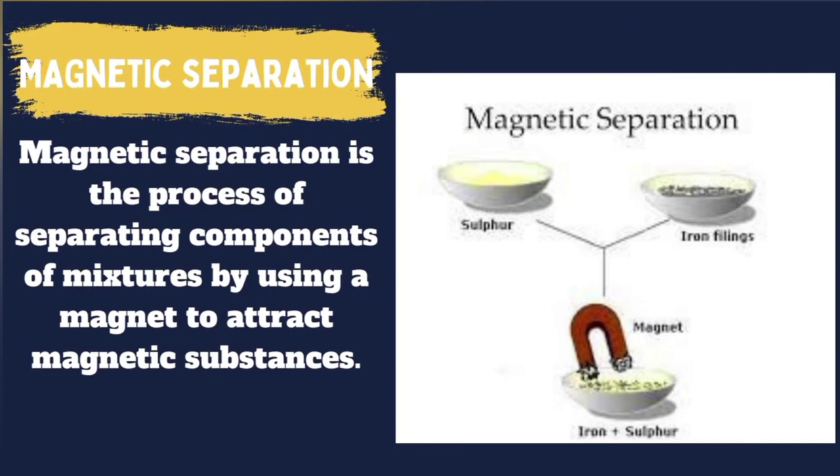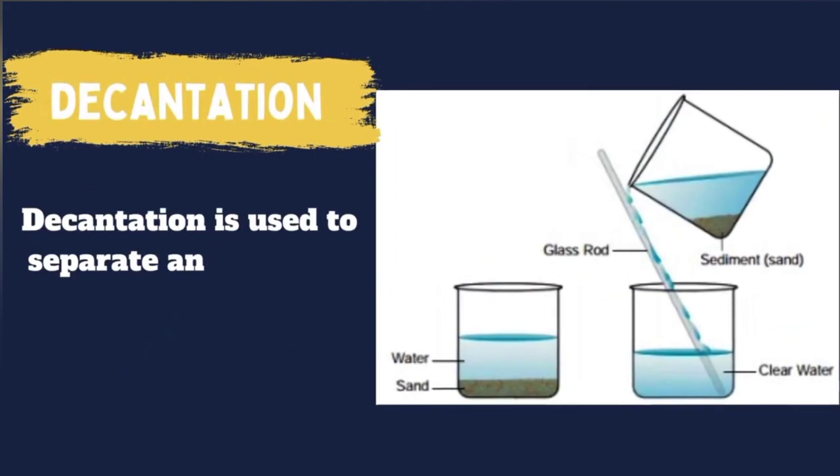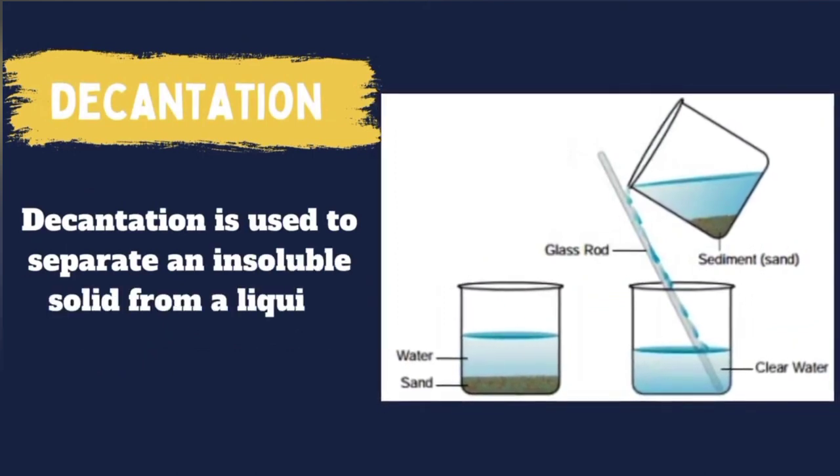Magnetic separation is widely used in industries that recycle metals like aluminium and iron, of course. The next one is decantation.